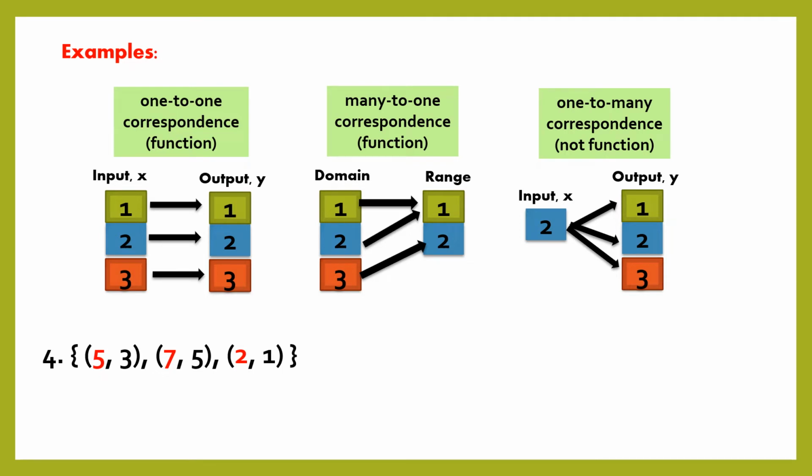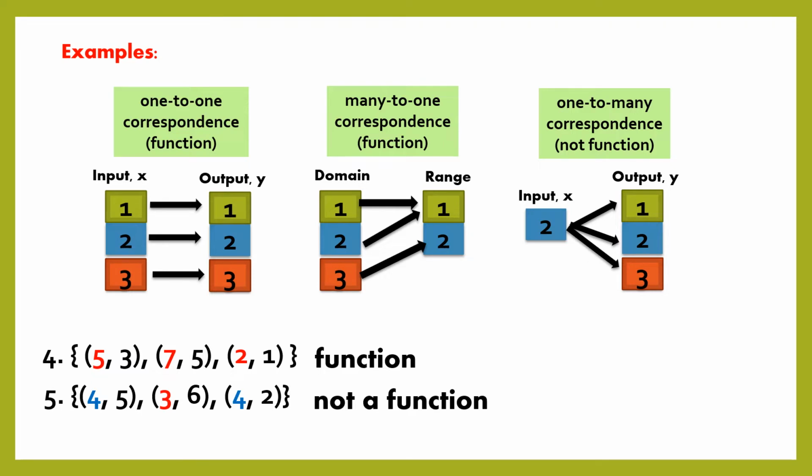Let's have another example. Set of (5, 3), (7, 5), and (2, 1). So, ang given na to ay function. Kasi if you're going to look at the domain, 5, 7, 2, ay walang naulit. Number 5, set ay (4, 5), (3, 6), and (4, 2). So, mapapansin nyo dito, ang domain natin ay naulit, yung 4. So, kapag may naulit tayong domain, definitely this is not function.